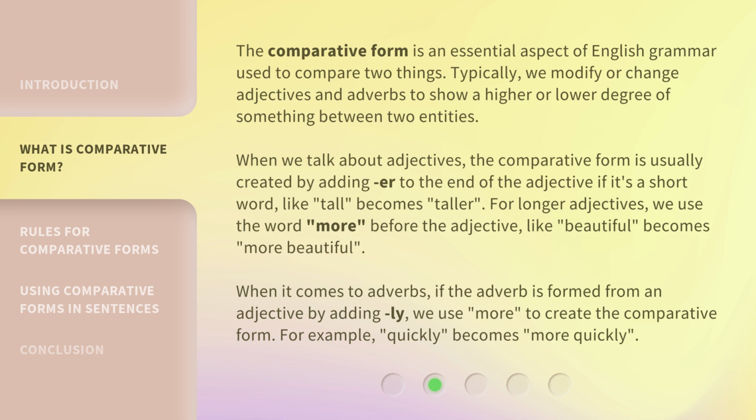The comparative form is an essential aspect of English grammar used to compare two things. Typically, we modify or change adjectives and adverbs to show a higher or lower degree of something between two entities. When we talk about adjectives, the comparative form is usually created by adding "er" to the end of the adjective if it's a short word, like tall becomes taller. For longer adjectives, we use the word more before the adjective, like beautiful becomes more beautiful.